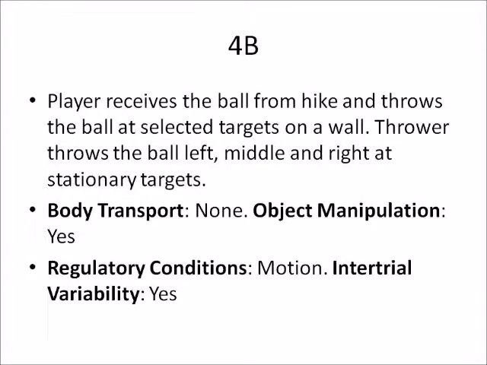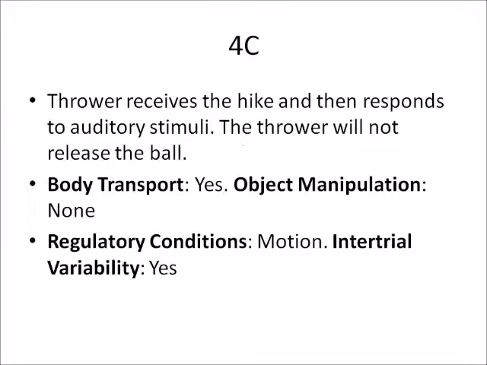The participant will then receive the hike and front arm throw the ball left, middle or right towards the wall at the aim numbers displayed. In the next part of stage 4, the player will respond to an auditory stimuli but does not release the ball at any aim target.